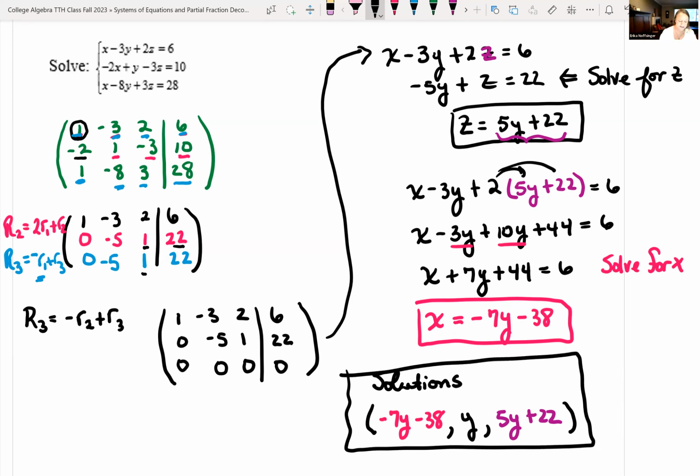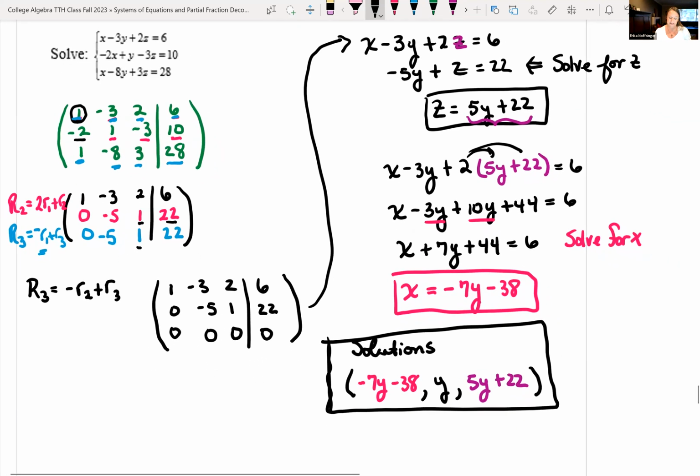So if I gave you a system like this on an exam, I might ask you to give me at least one solution to the system. And so for one solution, well, choose a value for y. How about y equals 0? So if we go back in here and we plug in 0 wherever we see a y, we get negative 7 times 0 is 0, minus 38 is negative 38. So negative 38 would be our x value, y is 0.